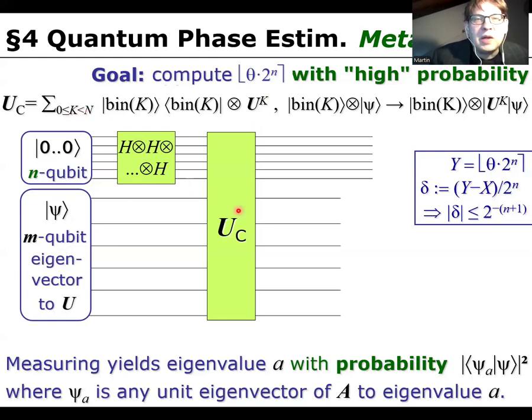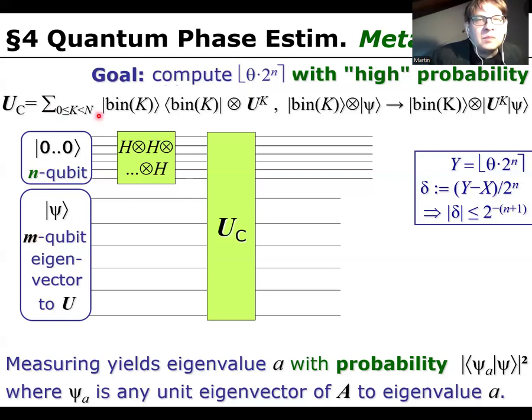Everything must be linear, right? Linear operation. And again, I challenge you to verify that this is a unitary transformation on n plus m qubit states.